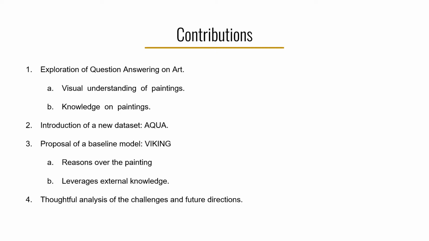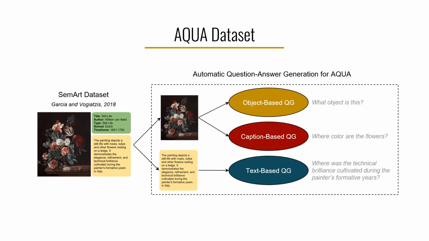The contributions of our work are fourfold. First, we explore the topic of question answering in art, which requires not only to understand the visual content of paintings, but also to acquire related knowledge about their context. Second, we introduce a preliminary dataset for visual question answering in art, which we call AQUA. Third, we propose a baseline model, which we call VIKING, which is able to reason over the painting as well as to leverage external knowledge. And fourth, we conduct a thoughtful analysis of the challenges of visual question answering on art and its potential future directions. Let me now introduce the AQUA dataset.